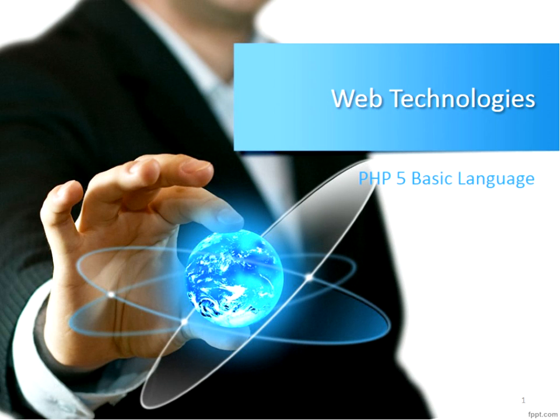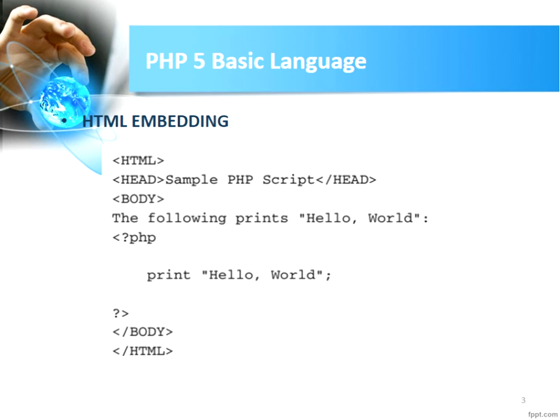So in the last session, we discussed some examples of PHP 5, and we said that PHP 5 can be embedded in an HTML document, but when we save this file, the extension will be what? The extension will be .php. Very good.